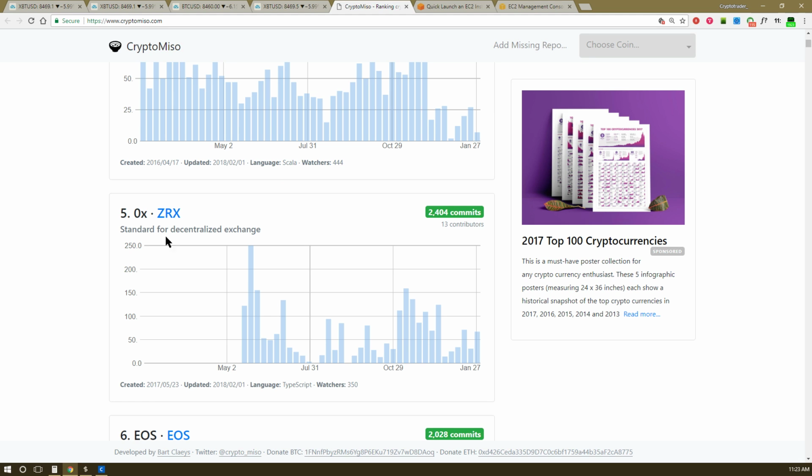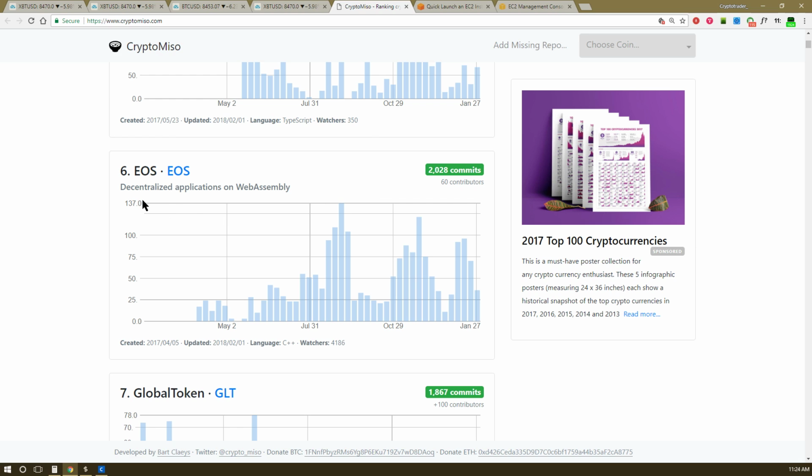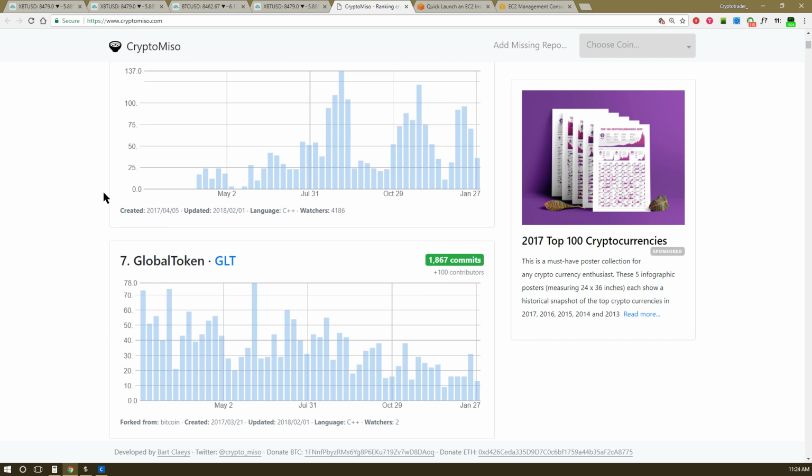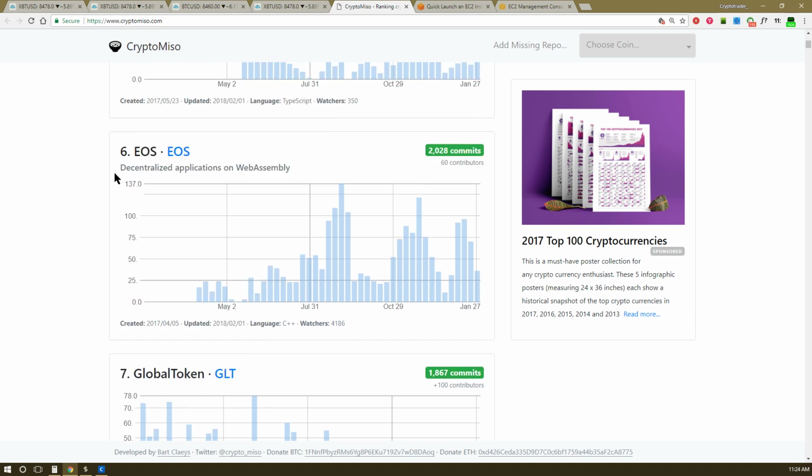Okay, now ZRX. All right, number 5, 0x, whatever. Standard for decentralized exchange. Okay, that's great. EOS, decentralized apps programmed with WebAssembly. WebAssembly is, you program in JavaScript. You can program in WebAssembly. Who knows what WebAssembly is? Programmers do. So basically, you can program in WebAssembly. Okay.